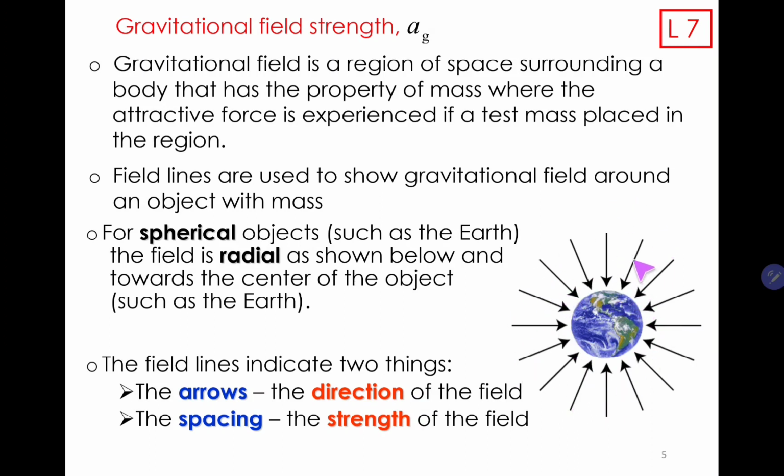Alright, so for these lines, remember the field lines indicate two things. The arrow here represents the direction of the field, which is towards the center of the planet. And then the spacing between lines represents the strength of the field. According to this situation, the lines here are quite closer to each other compared to this part. That means the strength of Ag here is stronger. Closer lines give you a stronger gravitational field strength.